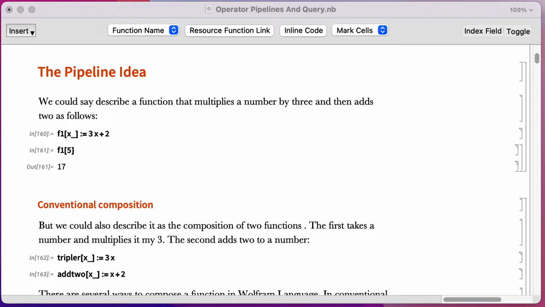So suppose we have a function and the purpose of the function is to multiply a number by 3 and then add 2. Well, I think this is how many of you and I would write it. You just say some function f1 of something or other which we'll name x, and then on the right-hand side of the set delayed operator there, we'd say, well, it's equal to 3x plus 2. And so if I were to run that function on 5, you'd multiply 3 by 5, and you'd add 2, and you'd get 17.